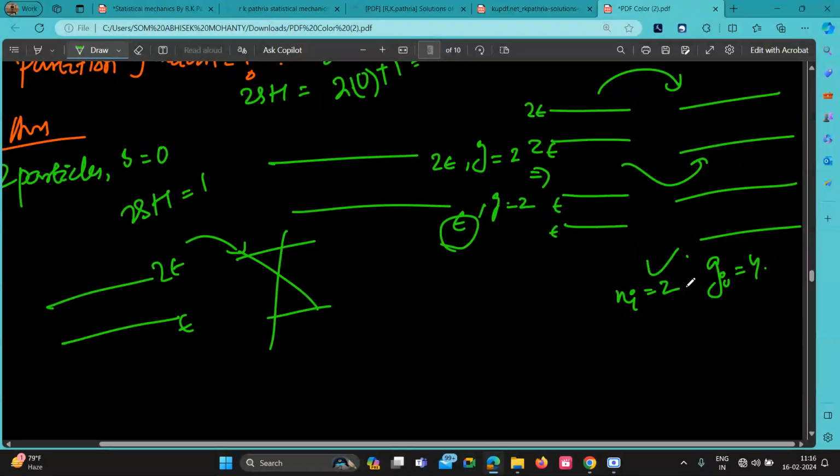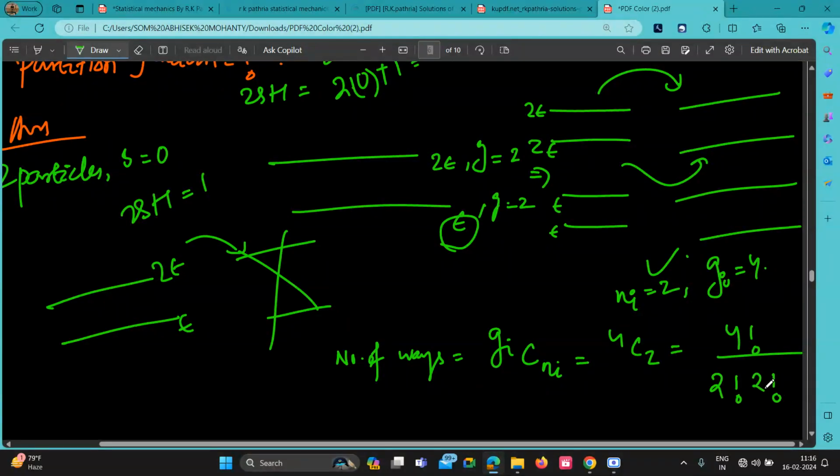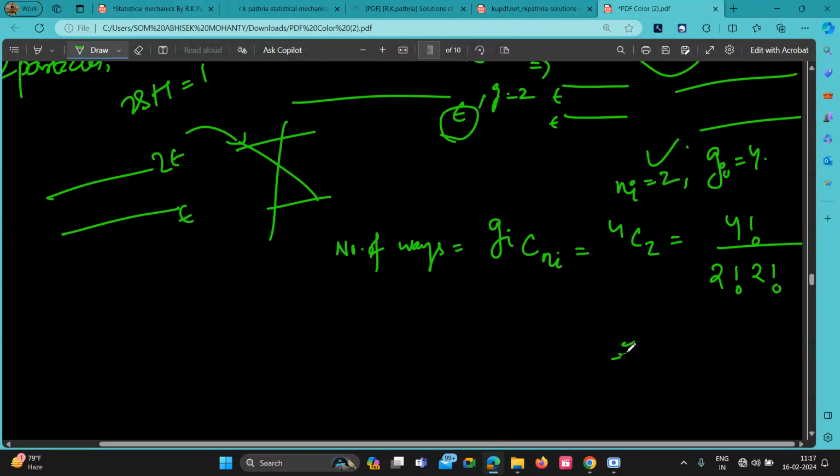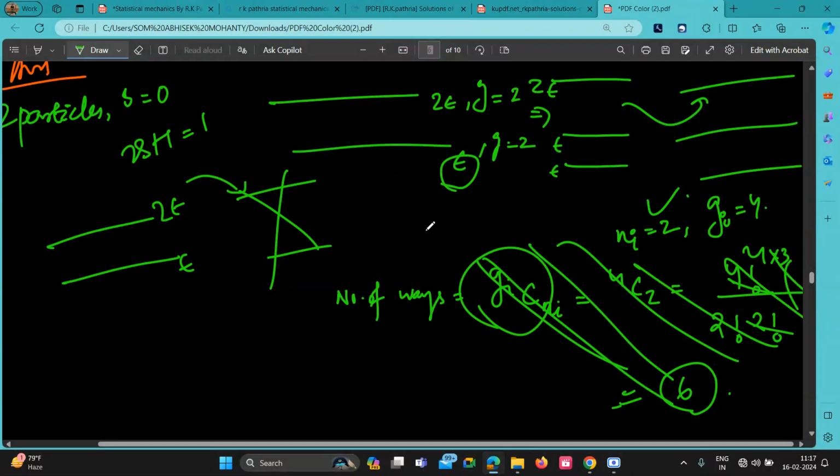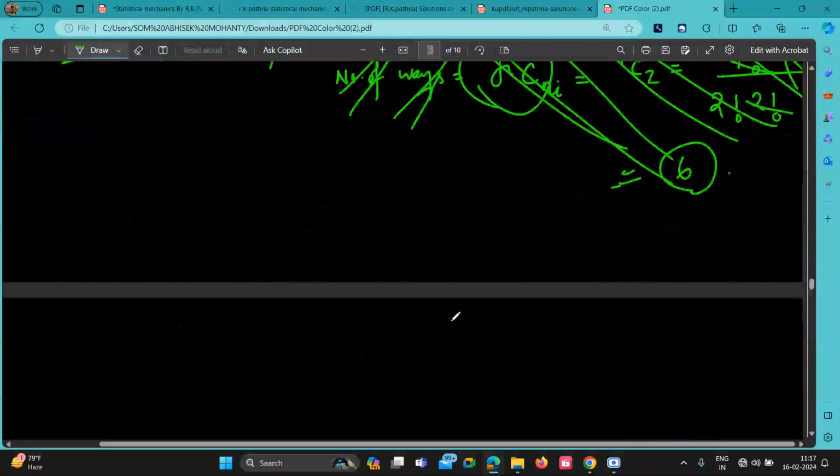So number of ways is GCNi, 4C2. That is 4 factorial divided by 2 factorial and 2 factorial. It's 4 into 3 by 2, so this is 6. Okay, so 6 ways we can distribute. So let's distribute them. Okay, my bad, sorry. This is for fermions. Sorry, these are bosons. Spin is 0. That means bosons.